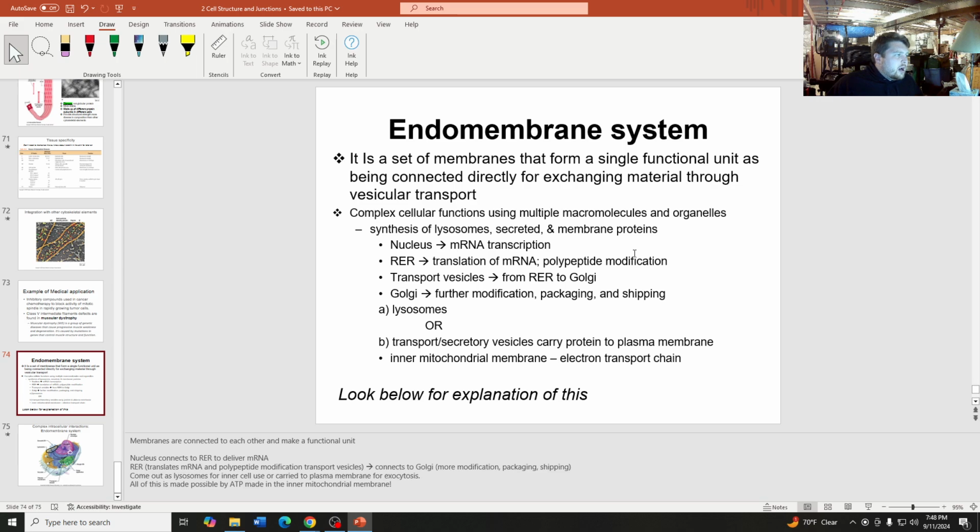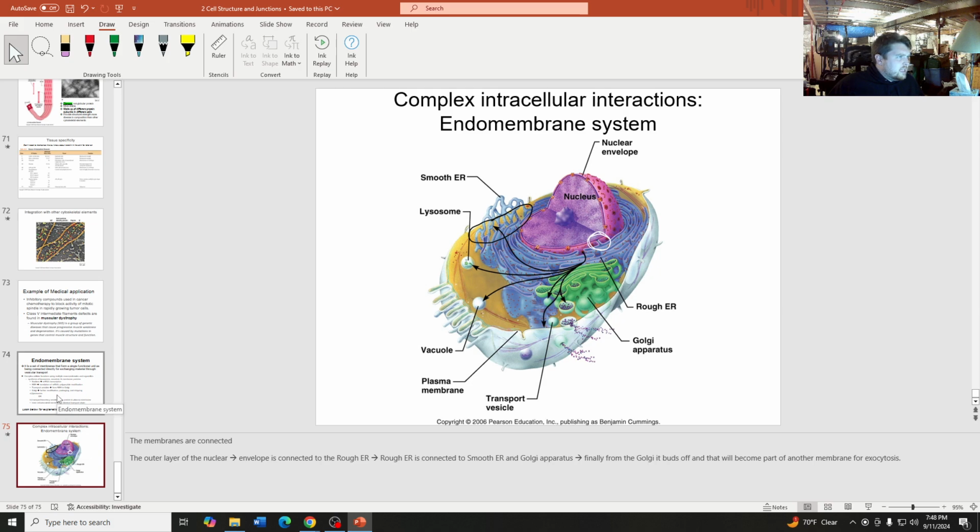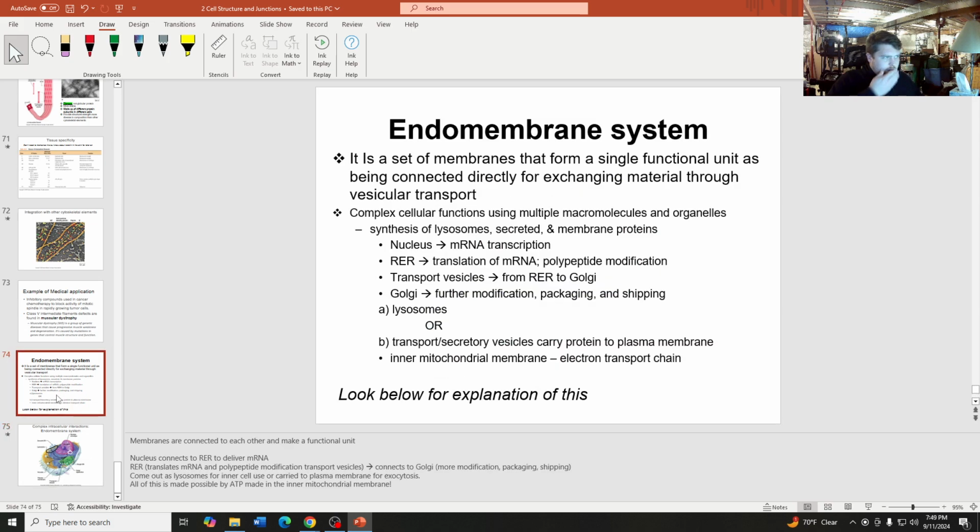This is kind of the flow. This really should be towards the end of the endomembrane system. It should be paired with all of that, but there wasn't a great place to put it. So here it is, this last little portion. This just goes over the flow of how everything moves.